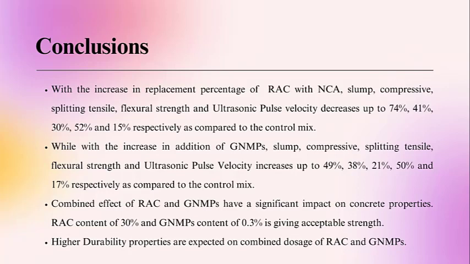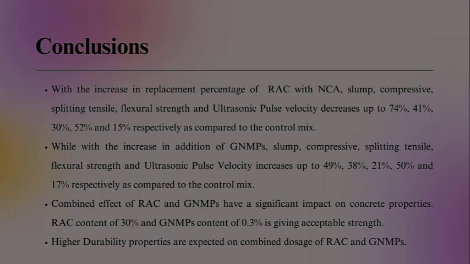Combined effect of RAC and GNMPs have a significant impact on concrete properties. RAC content of 30% and GNMPs content of 0.3% is giving acceptable strength. Higher durability properties are expected on combined dosage of RAC and GNMPs.